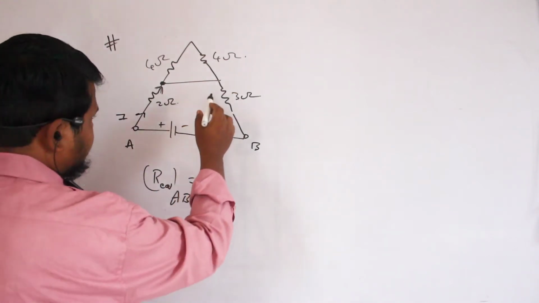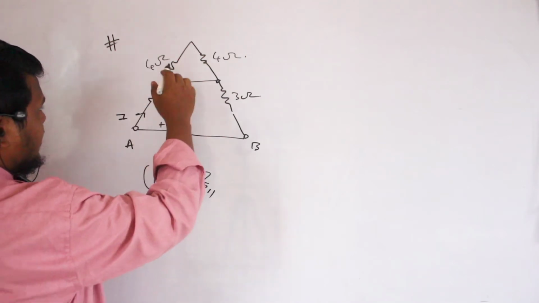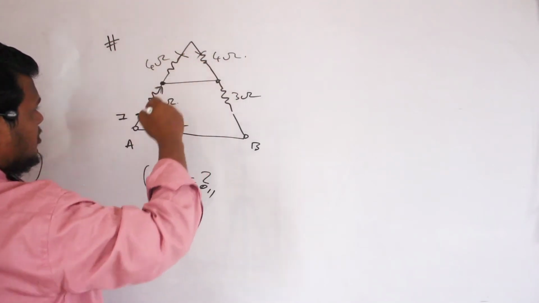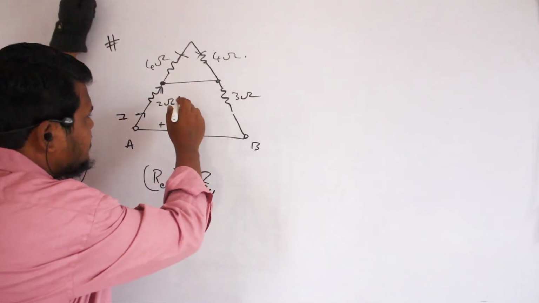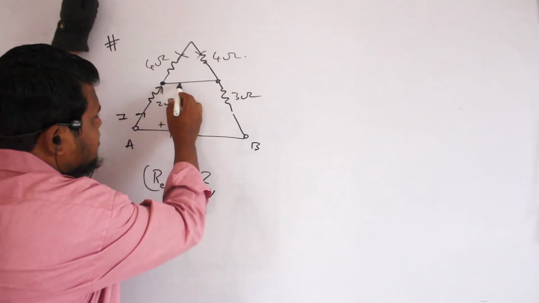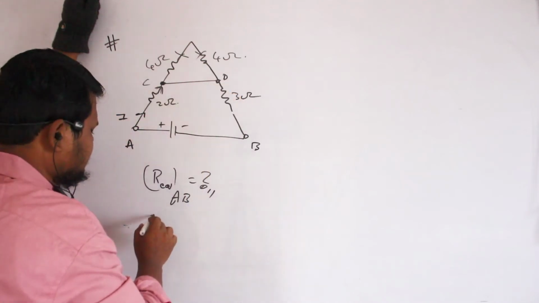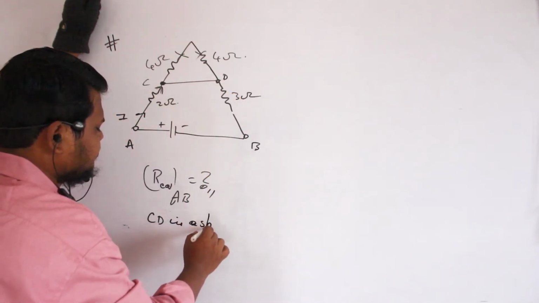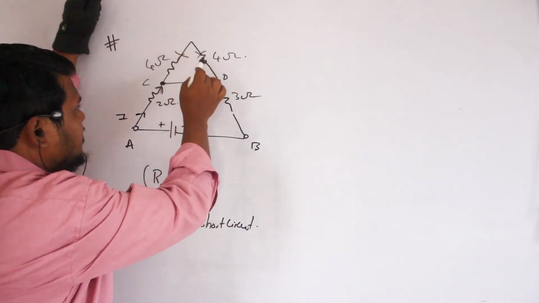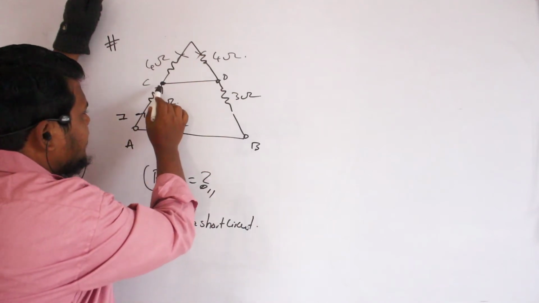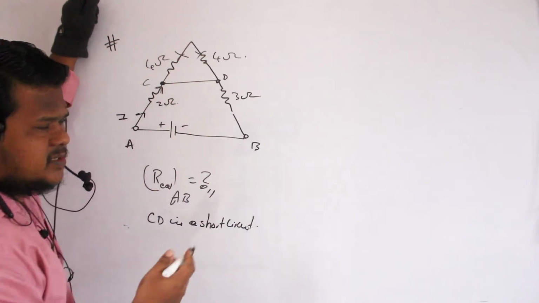No, that is wrong. See, current will not enter into this branch at all. What is the reason? The reason is that this is a short circuited path. If I name these points as C and D, CD is a short circuit. So current will not enter into this branch. Current directly enters into this branch and reaches terminal B. Then again it enters into the battery. That is what is going to happen.